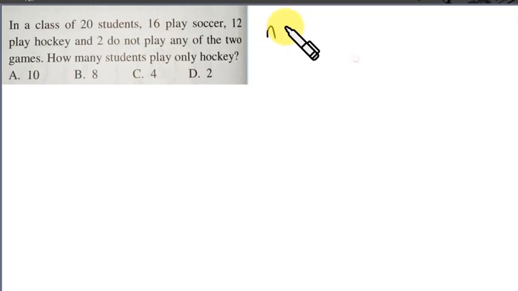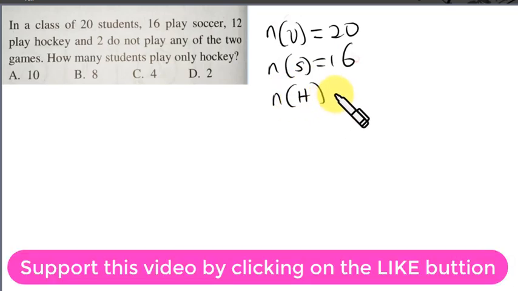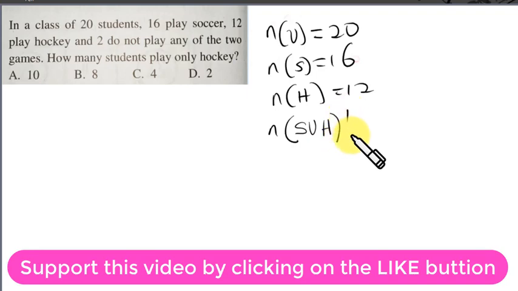Let me put out the data. The number of students in a class, that is the universal set, is 20. 16 play soccer, so the number of students who play soccer is 16. 12 play hockey, so the number of students who play hockey is 12, and 2 do not play any of the 2 games. So let me look at the number of students who do not play any of the 2 games. If I unite the 2 sets, I'm talking about a complement of the 2 sets, that is the number of students in S union H complement, and that is 2.